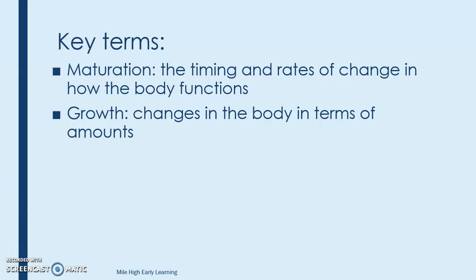So last week we already defined maturation, and really those are determined largely by biology, and they're the timing and rates of change in how the body functions. It's also important that we know growth, and that's changes in the body in terms of amounts, and these are mostly observable things like size, weight, length, head circumference, etc. It also covers the physical changes to the internal organs and tissues and their work in relation to maturation. So growth is actually very rapid during the first 3 years of life, and we see that when we see an infant move into toddlerhood and how much change goes on during that time.